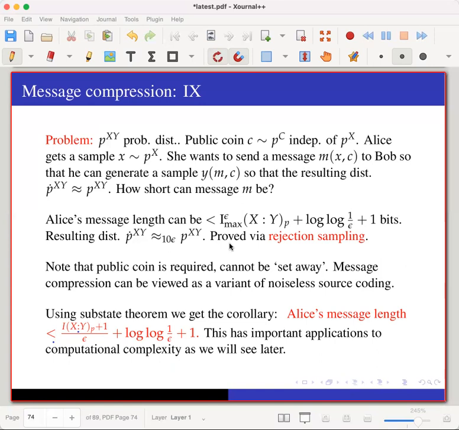Now, once you trace out, once you average over the C register, the distribution that you get is guaranteed to be close to XY. But after the averaging. Absolutely. Yeah. So let me write this.